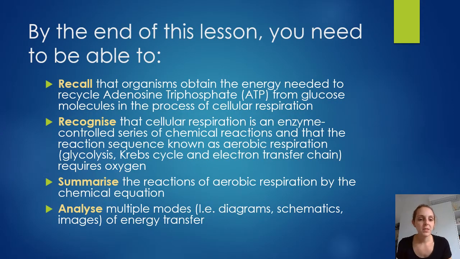All right, so from the syllabus, you need to recall that organisms obtain energy needed to recycle ATP from glucose in the process of cellular respiration. So you need to be able to recognize that glucose is broken down to ATP, and that's called cell respiration. You need to know that cell respiration is an enzyme-controlled series of reactions, and the reactions follow a sequence known as aerobic respiration with 3 phases: glycolysis, the Krebs cycle, and the electron transport chain, and that requires oxygen, hence why we call it aerobic.